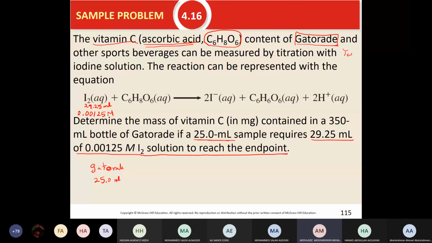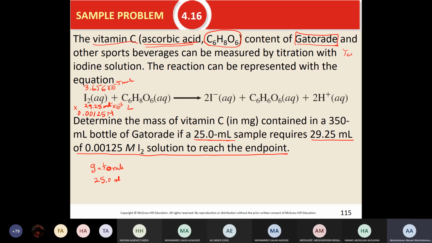It's going to be 3.656 times 10 to the power -5 moles. What did you do? You simply multiply this, but don't forget to multiply this also by 10 to the power -3 to make it liters instead of milliliters. Okay, you multiply these two together. Who got the same answer? 3.656 times 10 to the power -5 mole.